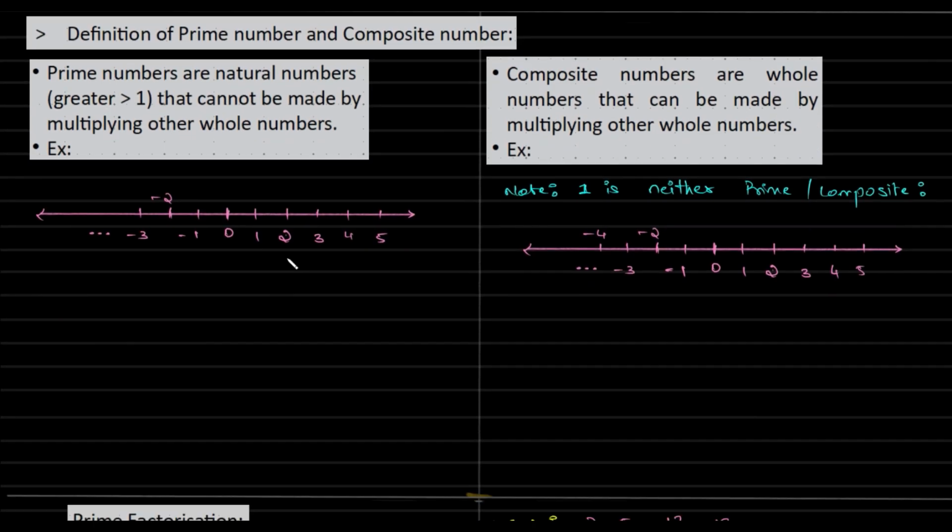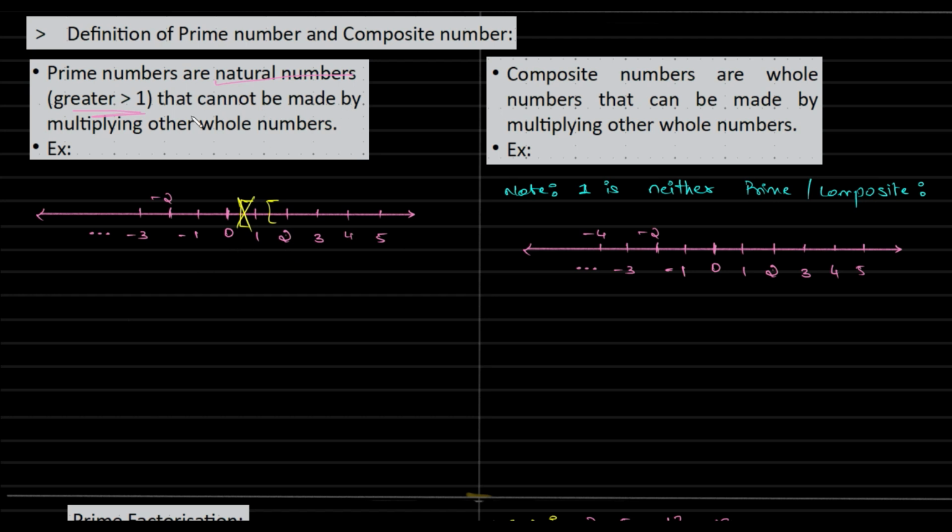Before that, we need to define what are prime numbers. Before we start talking about prime factors, first come prime numbers and composite numbers. Prime numbers are natural numbers that are greater than 1. So where do we start natural numbers? We start natural numbers with 1 to infinity, but since we have one more condition that it has to be greater than 1, my definition of prime numbers starts from 2 to infinity.